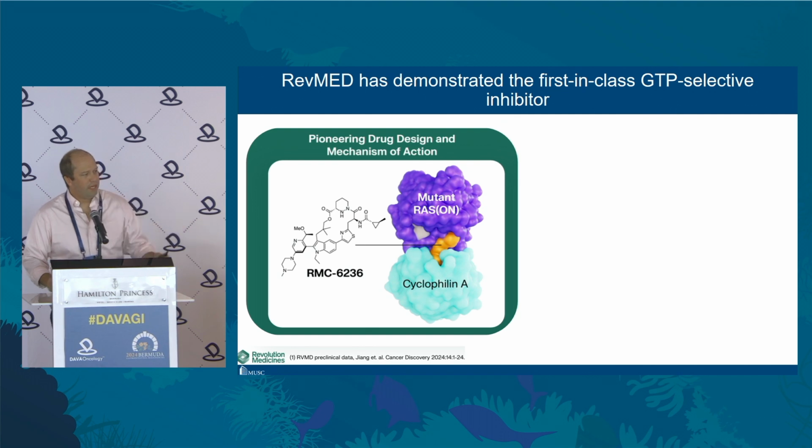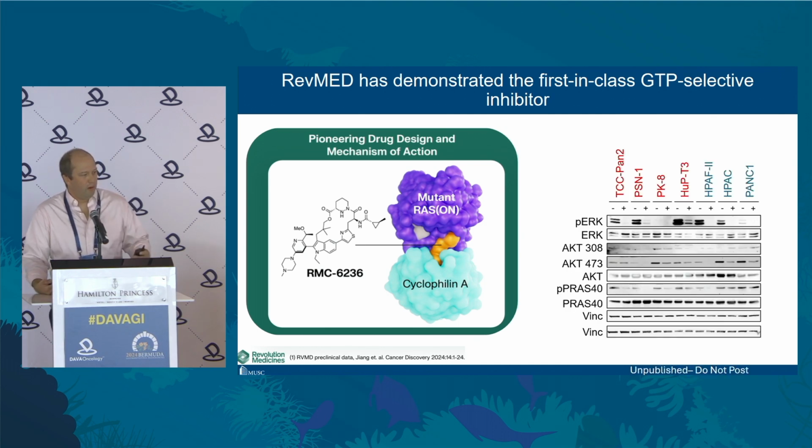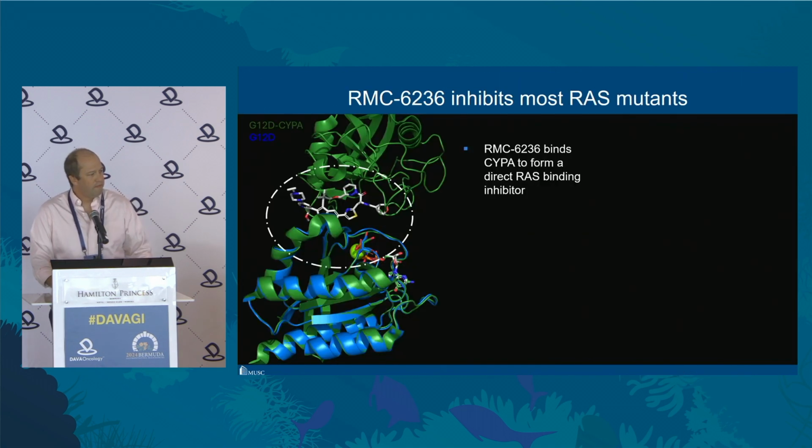So again, I want to go back to the RevMed inhibitor finally here to wrap up. Of course, RevMed has the first GTP selective inhibitor, and it works very, very well. What we've shown here is an immunoblot using the RevMed inhibitor. It shuts down the MAPK signaling remarkably well. It's less effective on the PI3K signaling pathway, but it still does impact it to a degree.